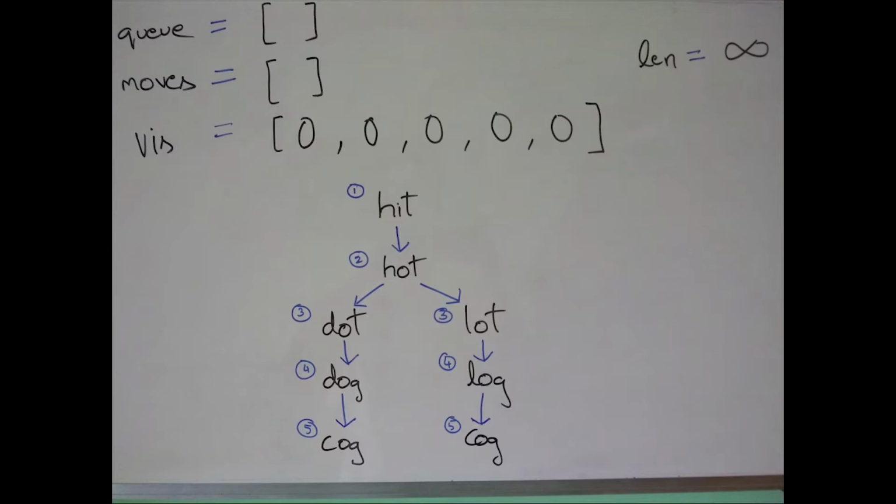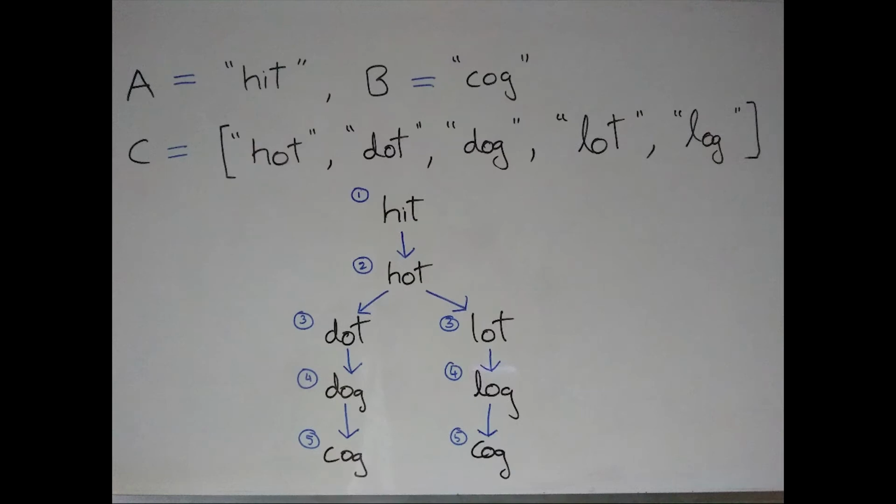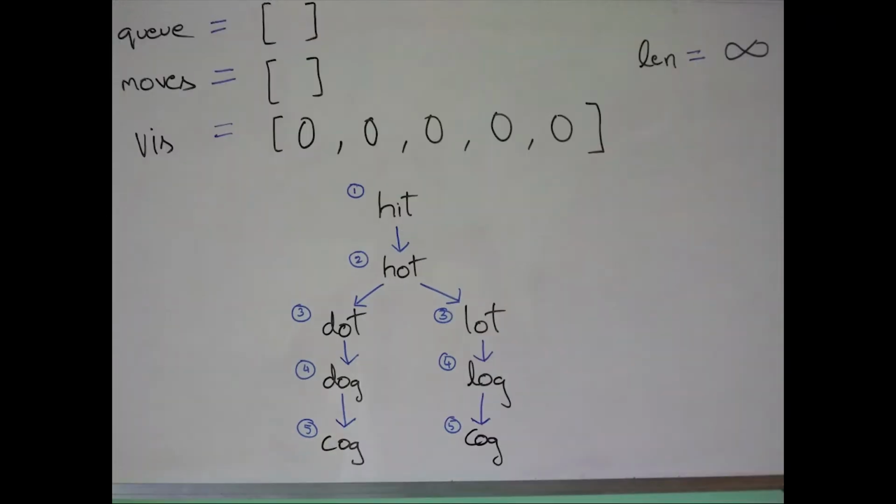So if hot is currently in the queue, then the index 0 would be in the queue, because hot is the 0th element of the dictionary given to us. You can see here that hot is in the 0th position, so the queue would hold 0 when hot is being put into the queue. And we'll also need a boolean, not necessarily boolean, an integer list, which acts as the visited list. Here 0 would indicate that the string has not been visited, and 1 would indicate that the string has been visited.